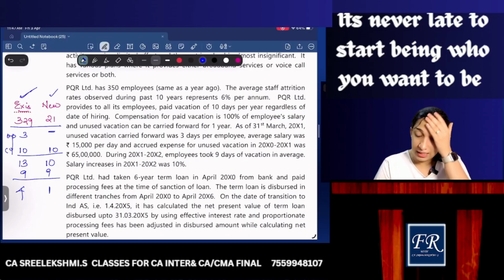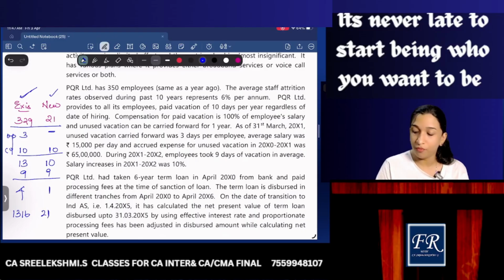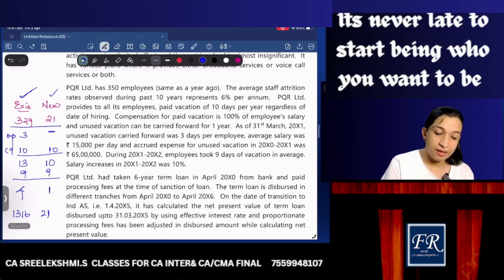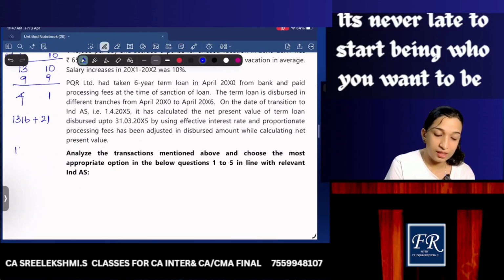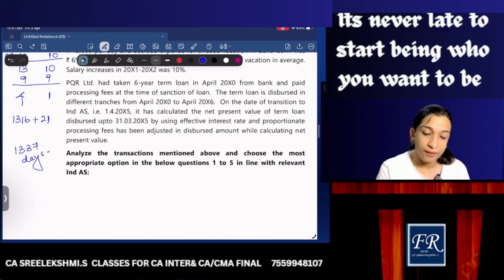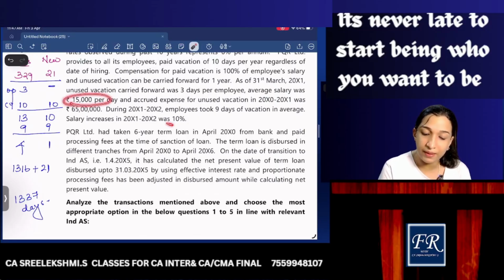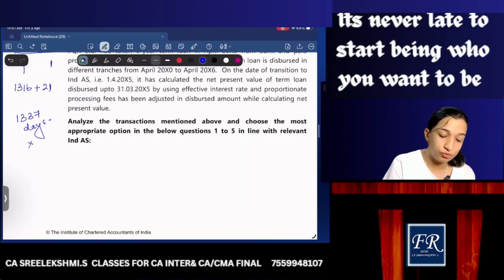So 329 into 4, 1316, and 21 into 1, 21. So 1316 plus 21. We need to create provision for 1337 days. And what is the salary they are telling? Last year salary is 15,000 per day and salary increased by 10%. So 1337 into 16,500.